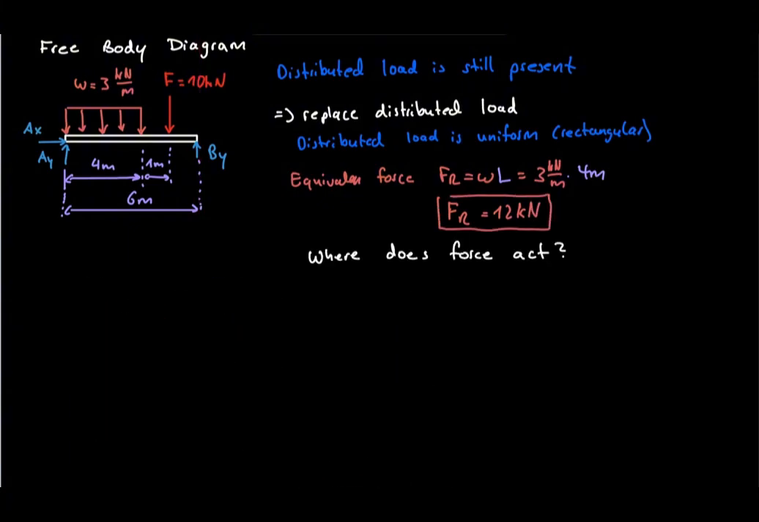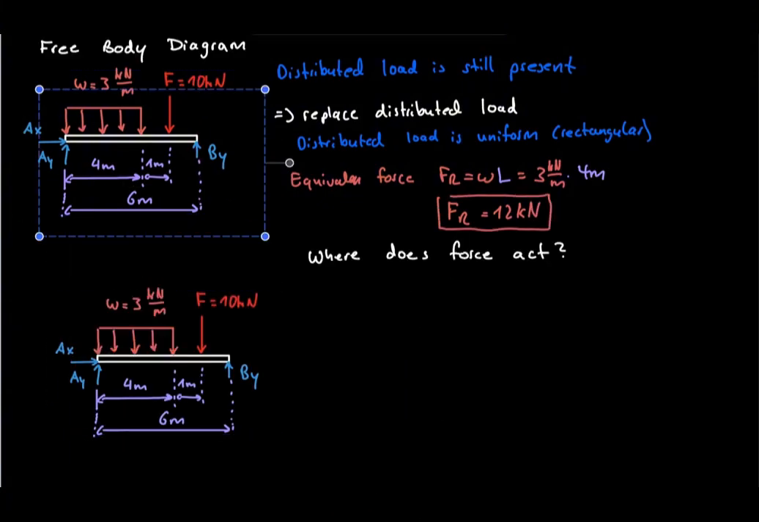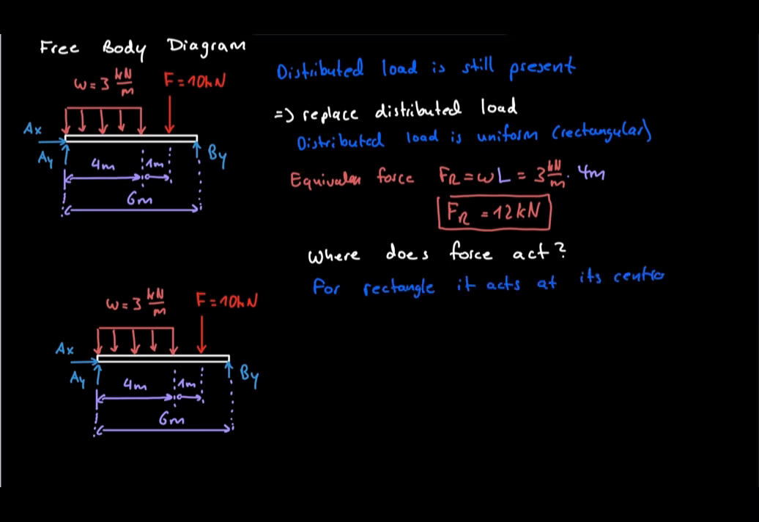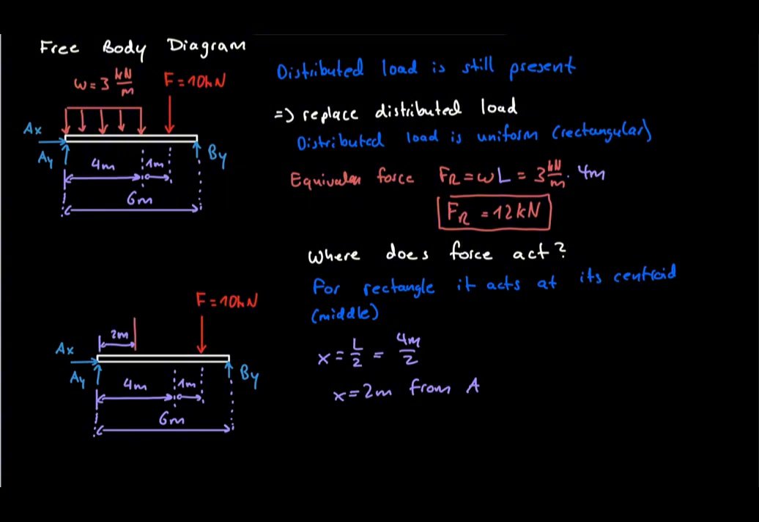Next, we determine where this force acts. A rectangular load acts at its centroid, which is located at the center of the rectangle. Therefore, the equivalent force acts 2 meters from support A. Now the distributed load has been replaced by a single force of 12 kilonewtons. The beam now carries 2 point loads: the equivalent force of 12 kilonewtons at 2 meters from A, and the original 10 kilonewton load at 5 meters from A.